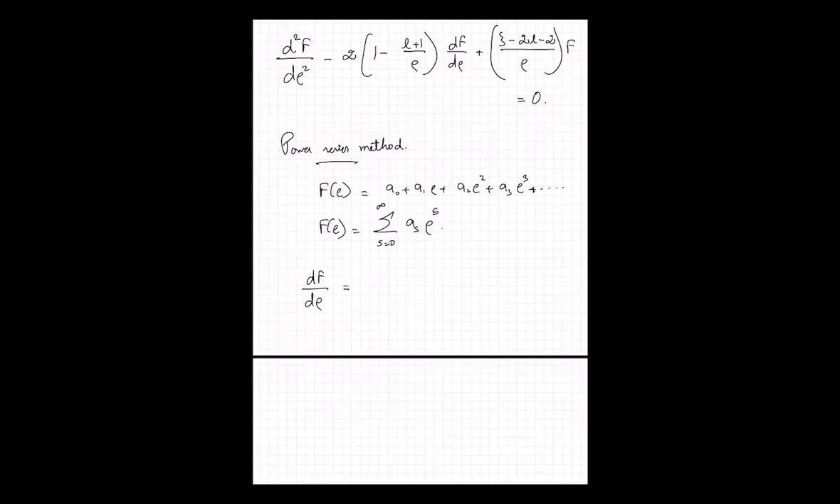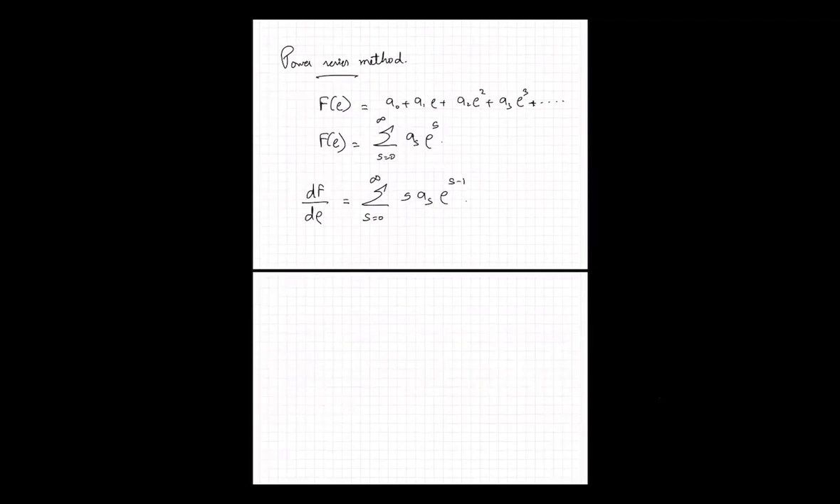If I differentiate this once, remember, the first term will give you 0, the second term will give you a1, the third term will give you 2a2 times rho, the next term will give you 3a3 rho squared, and so on. So df d rho can be written as the sum from s equals 0 to infinity of a_s s rho to the s minus 1. And d square f over d rho square can be written as the sum from s equals 0 to infinity of a_s s (s minus 1) rho to the s minus 2.